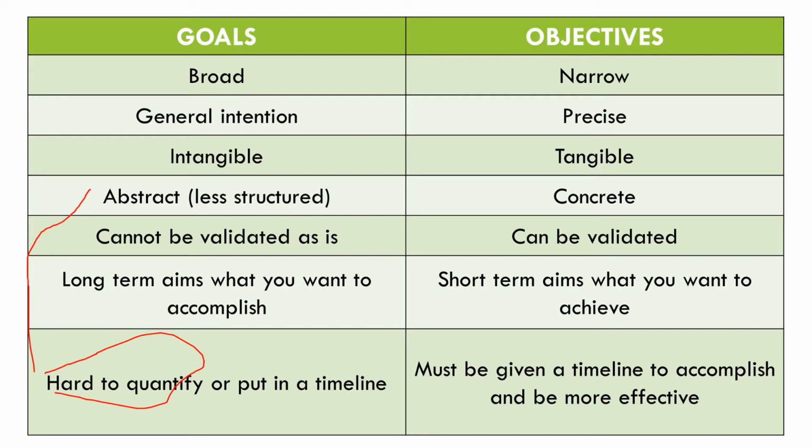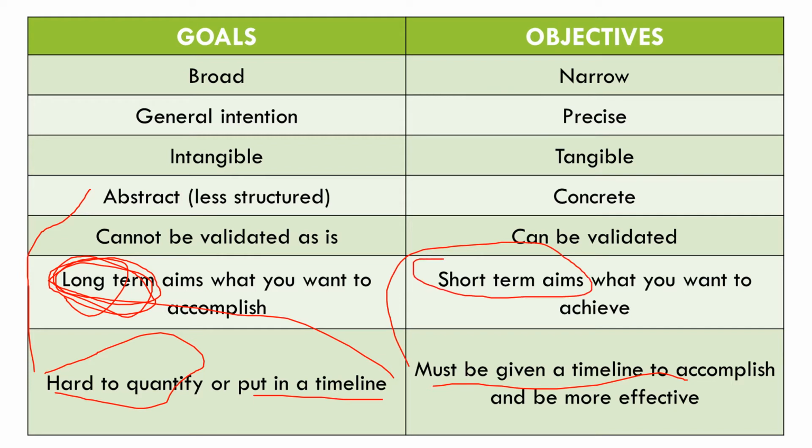Okay, and then goals are hard to quantify or put in a timeline, because the aims are long term, correct? Compared to your objectives here, they must be given a timeline. Why? Because of the nature of the aim, it is very short. So they must be given a timeline to accomplish, and of course be more effective. So you have here your goals and objectives.